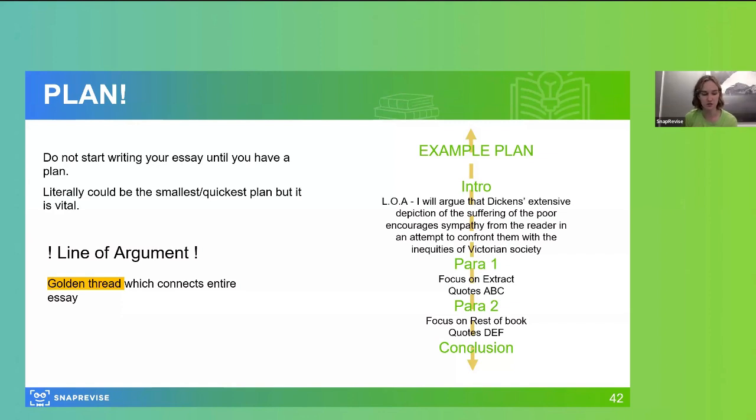So when it comes to this question, which I think is your paper one, which is your Shakespeare and your 19th century text, both times you'll be asked to talk about the extract and the novel as a whole. So in this case, for that paper, I would just say keep it really simple. You can do a first paragraph on the extract and use 3 quotes, and then your second paragraph would be on the rest of the book and use 3 quotes, and then again come to your conclusion.